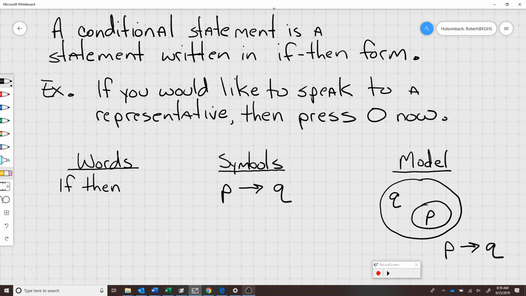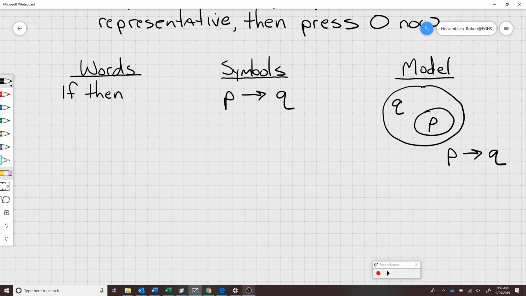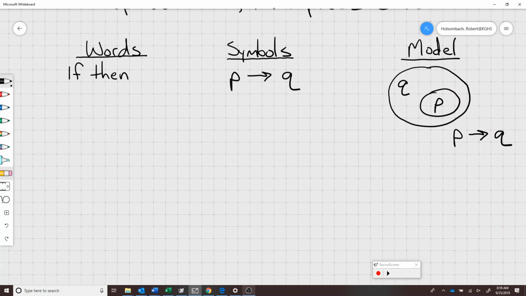You read this symbol: if P, then Q. That's what the arrow means. If P, then Q. Alright? Now, I'm sure this all seems like Chinese right now, but it's all going to come together and make sense very shortly.